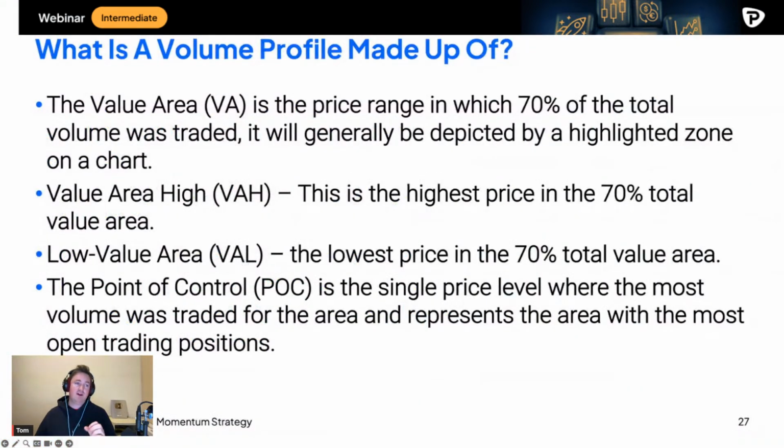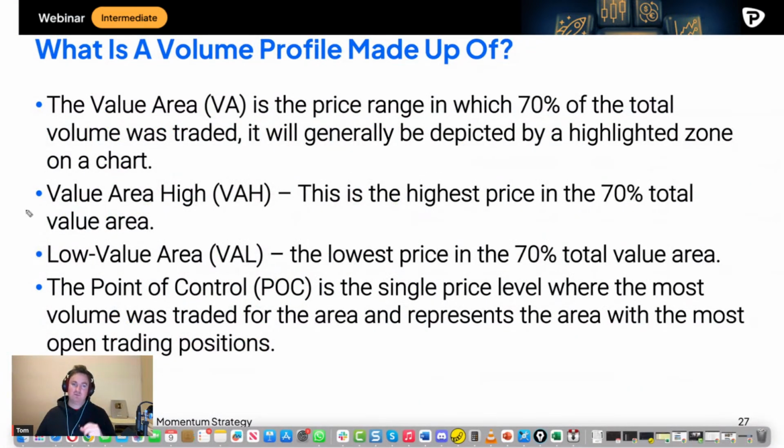So volume profiles are made up of generally 3 bits of information. The first one is going to be the value area. And we've got a question in here quickly.